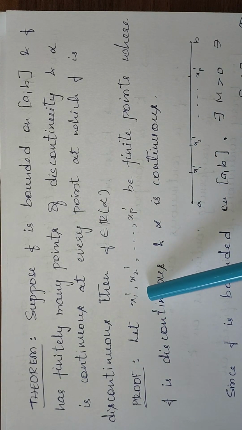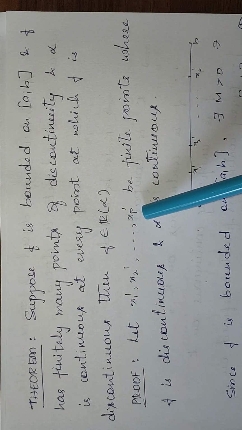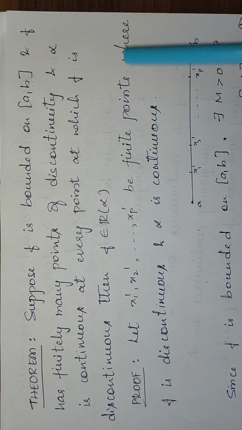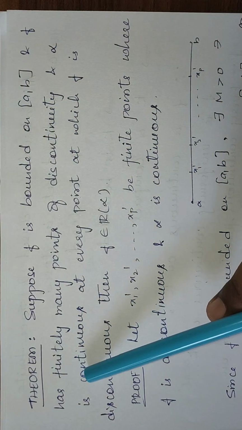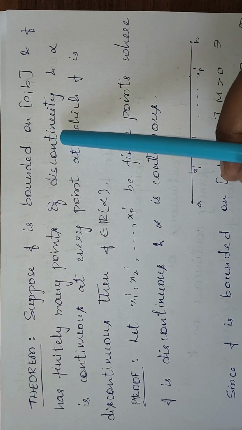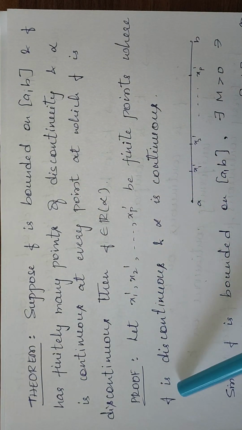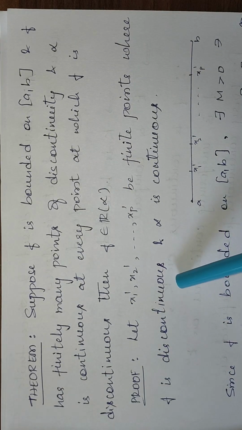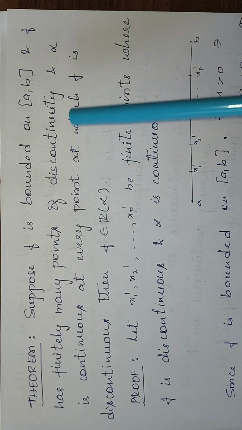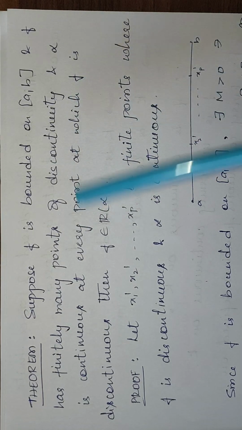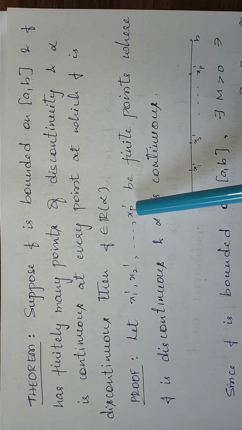Let x1', x2', etc. up to xp' be the finite points where f is discontinuous. So they have given f has finitely many points of discontinuity. So we are assuming let these be the finite points where f is discontinuous. And also they have given alpha is continuous at every point at which f is discontinuous. So alpha is continuous at each of these points.